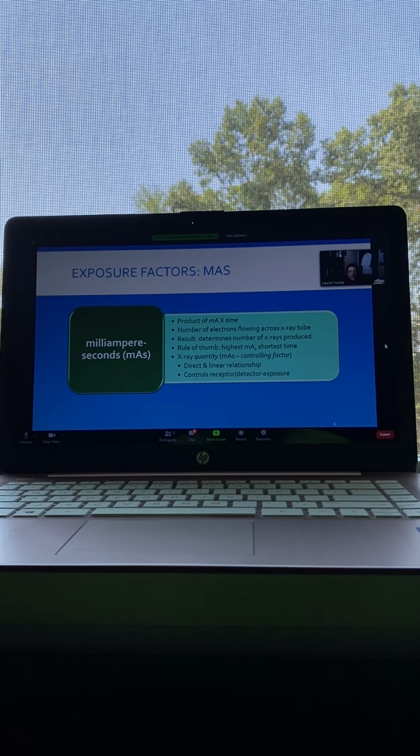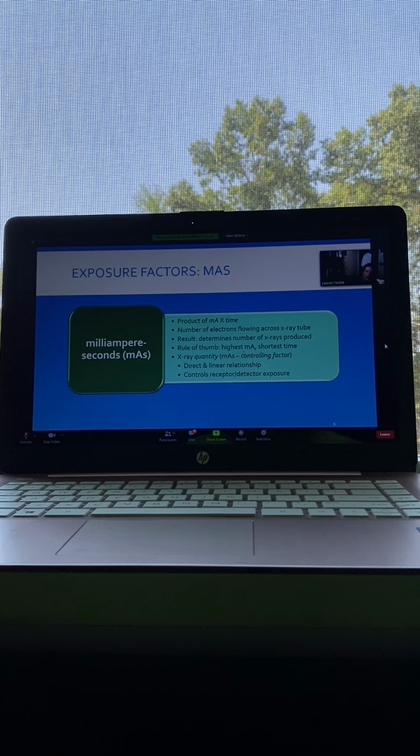And so the relationship with that quantity, remember, it's direct and linear. So if I double the mAs, I double the number of electrons, so I double the number of X-rays that are produced. So it's a direct and linear relationship, and that's why we look at mAs for controlling receptor exposure.